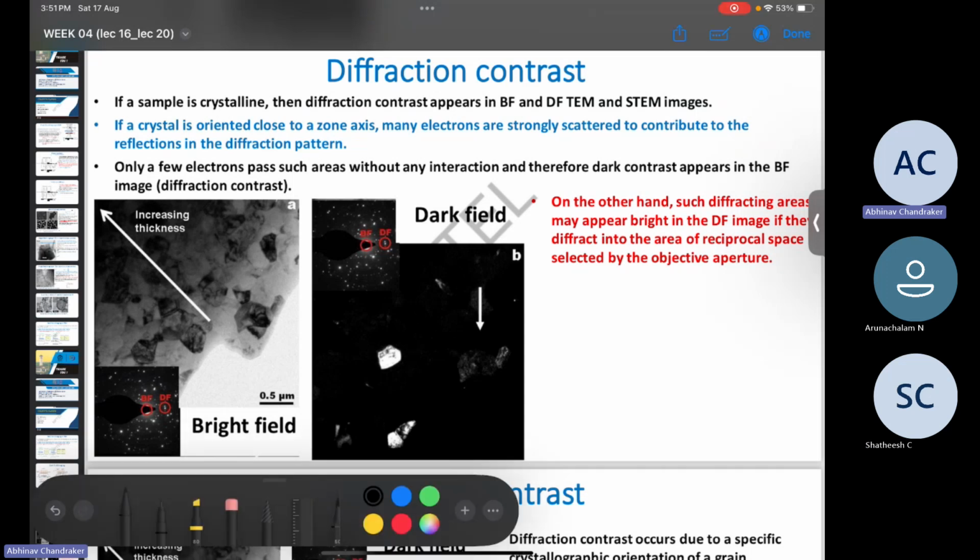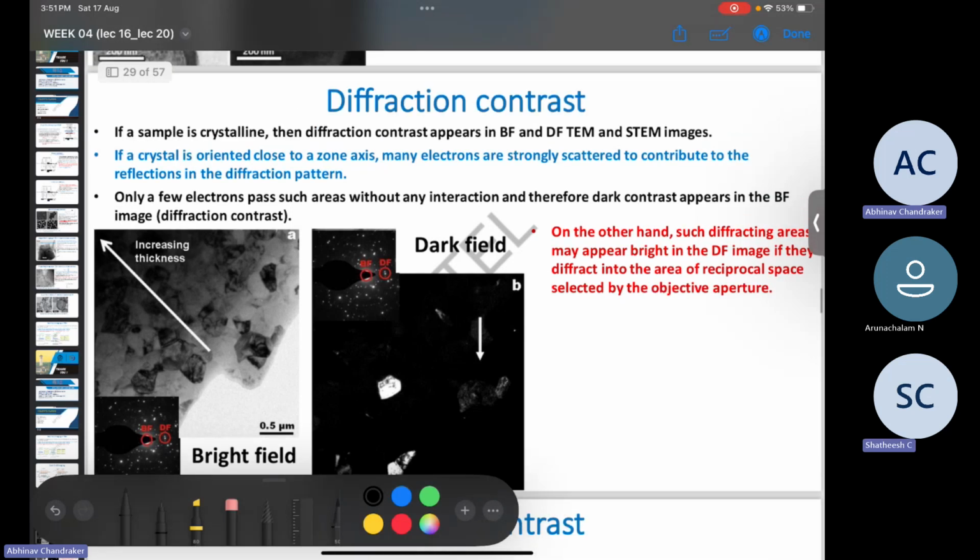This phenomenon of generating a contrast by utilizing the difference in the diffraction of the electron beams by different regions of the specimen is called diffraction contrast.